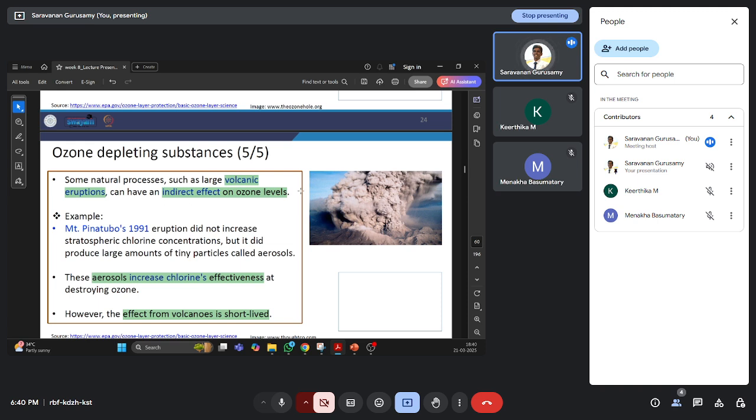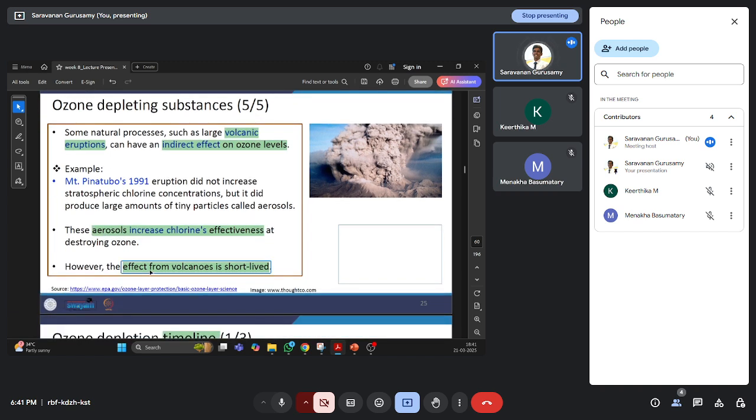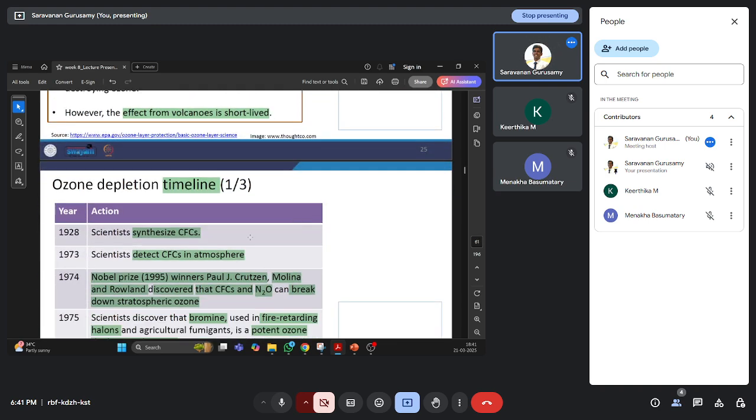So volcanic eruption is another global ozone depleting substance, because it has an indirect effect by releasing lots of particulate matter and aerosols. But the effect is short-lived, not like a refrigerant. Whenever there is an emission, for 1 or 2 weeks or 1 or 2 months, there will be the impact.